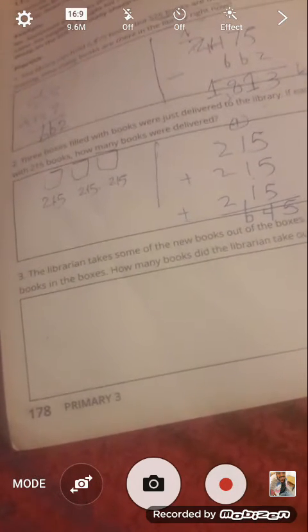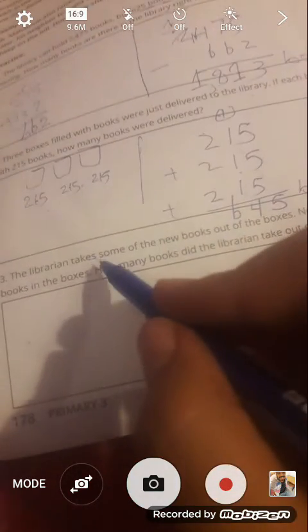Problem number 3, we continue on the example of the library and the boxes, okay? The librarian takes some of the new boxes out of the box. Remember, the new boxes were 645. Now there are only 510 books in the boxes. How many books did the librarian take out of the boxes?